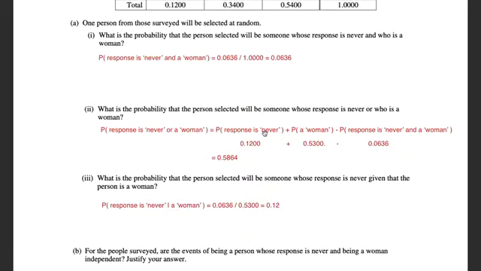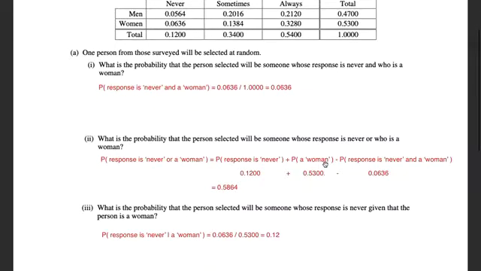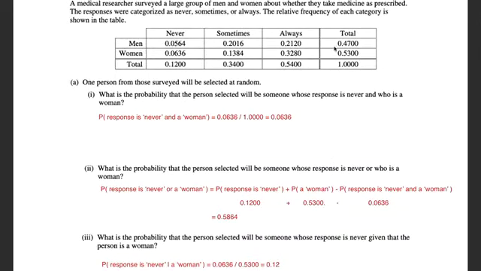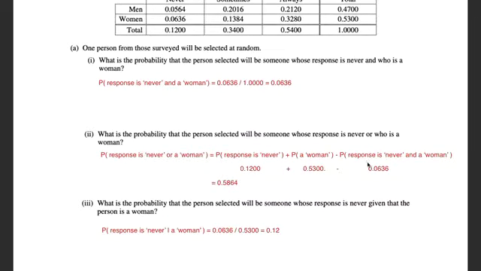So I found the probability that the response is never, so that's 0.12, plus the probability of randomly selecting a woman, so that probability is 0.53. And then we have to subtract the and probability. The response is never and a woman. Well, conveniently, we already calculated that one up here in part A1, so I just recycled that answer here. So I added these and subtracted the 0.0636, and there's my answer. So that formula is available to you on the AP formula sheet.